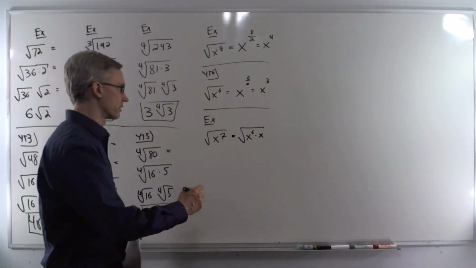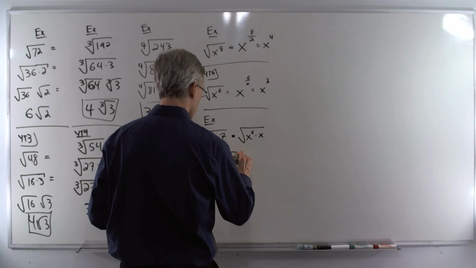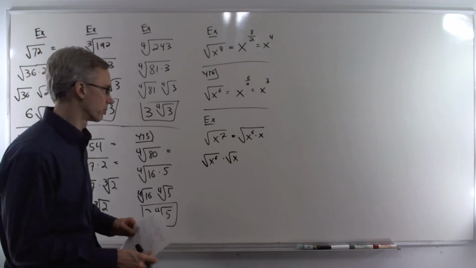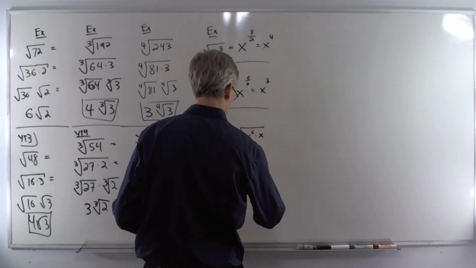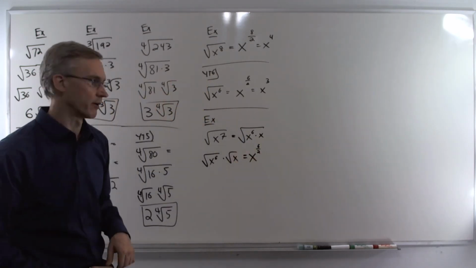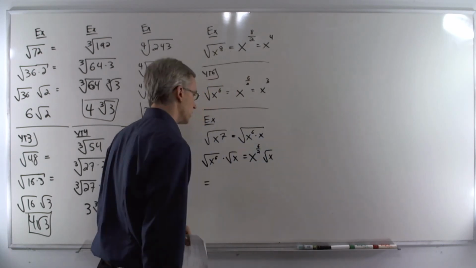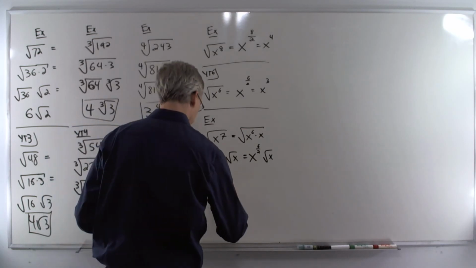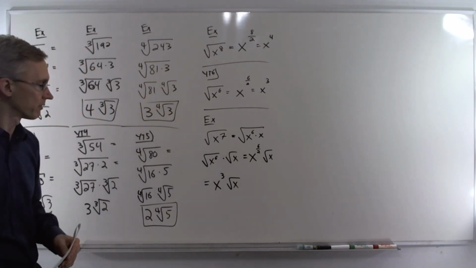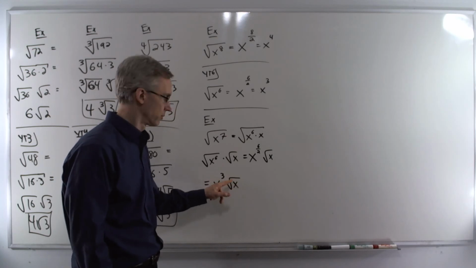Now we can break it up using the product rule. So we get the square root of x to the 6th times the square root of x. Now, why do we want an even exponent here? Because when we convert this to rational exponent form, we're going to get an even division that gives us a whole number. So we got x to the 6 over 2 times the square root of x, and x to the 6 halves is x to the 3rd. So we get x to the 3rd times the square root of x. And that is fully simplified because now the exponent on the x is less than the index, 1 being less than 2.